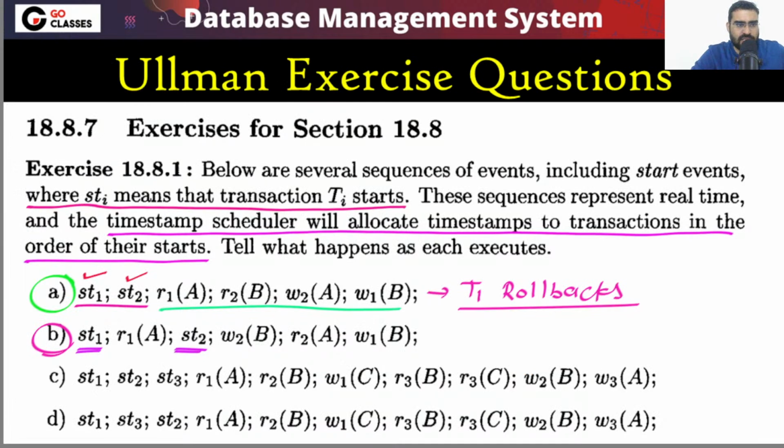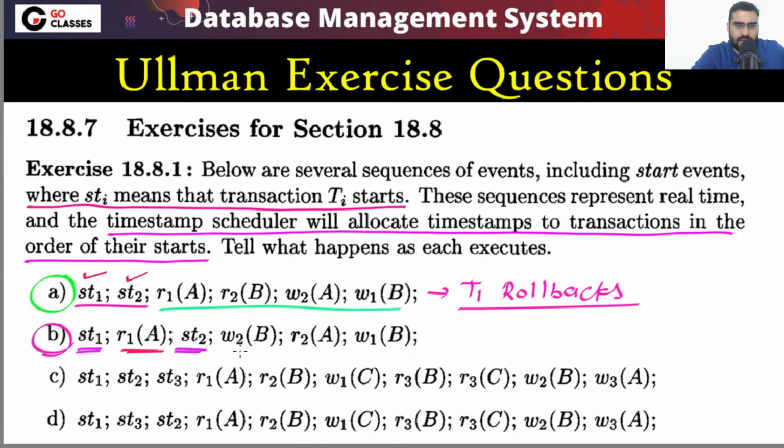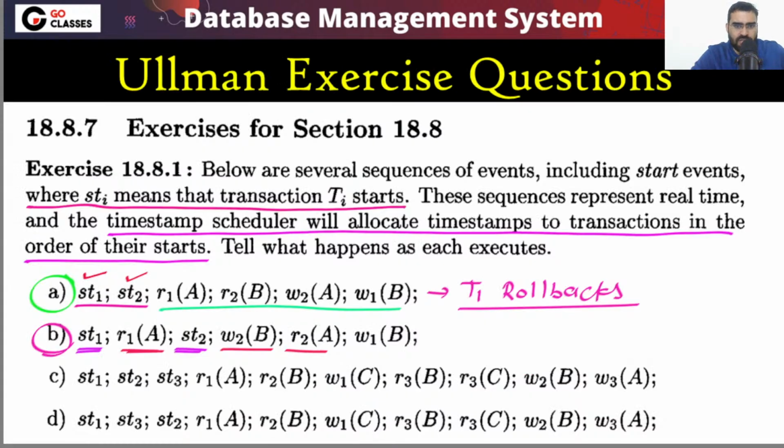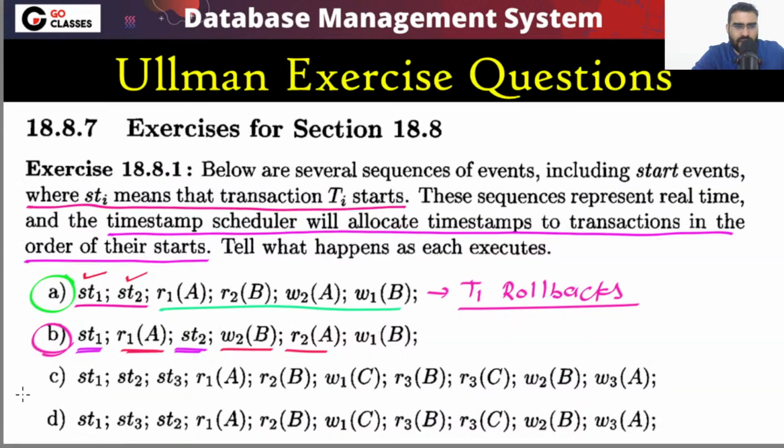Now the question says that first T1 is reading item A. Then T2 is writing item B. There is no problem. Next, T2 is reading item A. Again there is no problem because there is no conflict so far. Then T1 is writing item B.